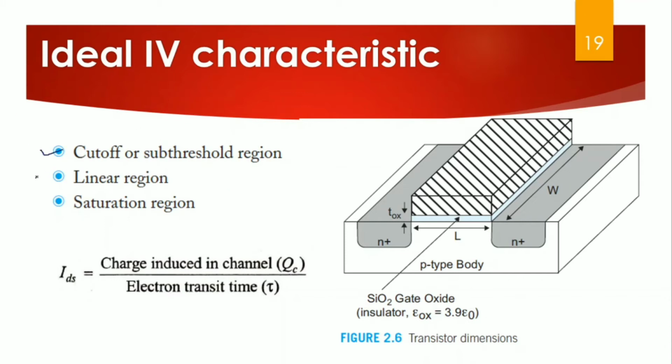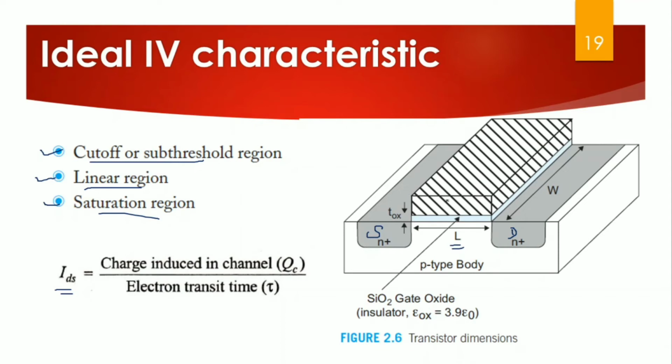So, we analyze this in three stages: cutoff region, linear region and saturation region. In the cutoff region, there is no current, therefore IDS is approximately equal to 0. Next, we are going to analyze the linear region and saturation region. First, we know the equation for current: current is equal to charge induced in the channel divided by electron transit time. So where is this channel? If this is the MOSFET, this is the source and this terminal is the drain. This is the length of the channel, capital L. This is the width of the channel.